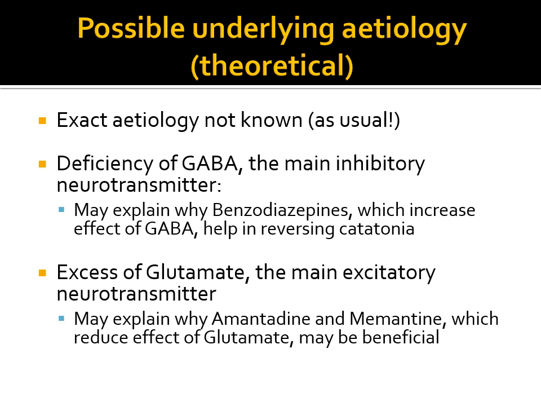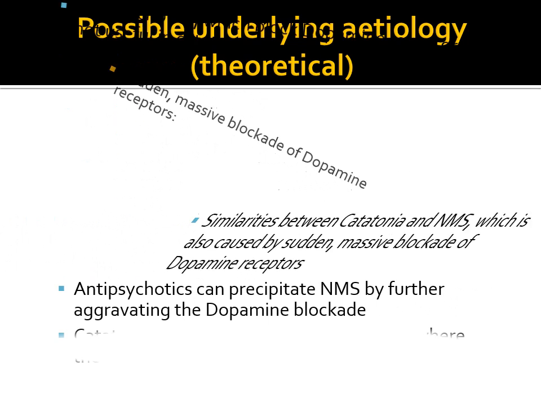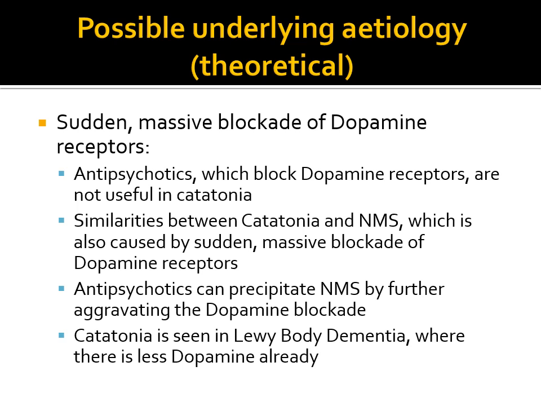Another possible etiology could be excess of glutamate, which is the main excitatory neurotransmitter in the brain. This may explain why drugs like amantadine and memantine, which reduce the effect of glutamate, may be beneficial. Another possibility is the sudden massive blockade of dopamine receptors. Antipsychotics which block dopamine receptors are not useful in catatonia.